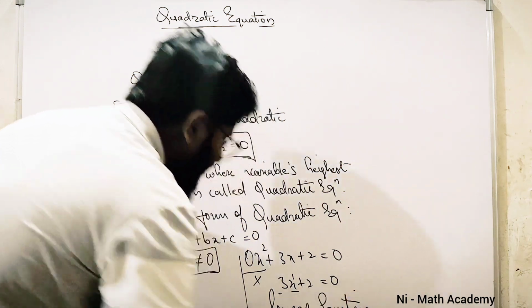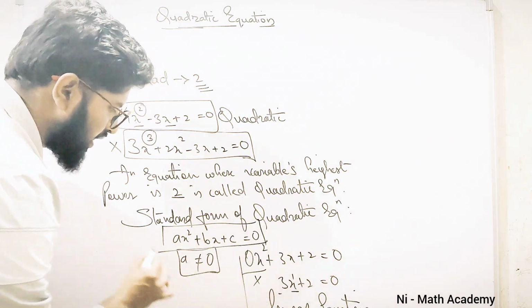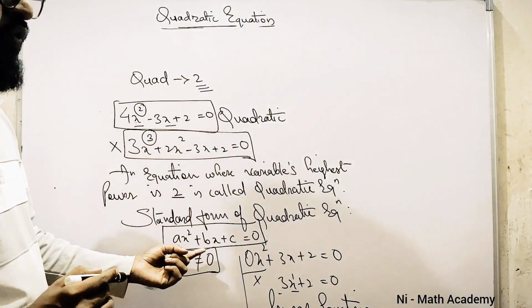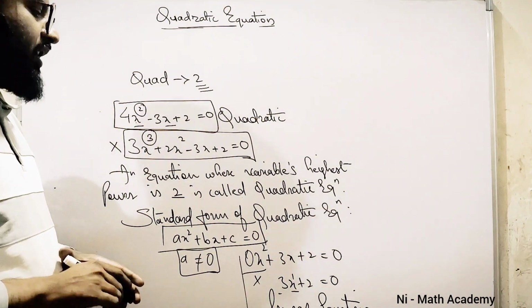So this is the very basic understanding you should have. The variable should have the highest power as 2, then it will be a quadratic equation. It is very easy to understand.